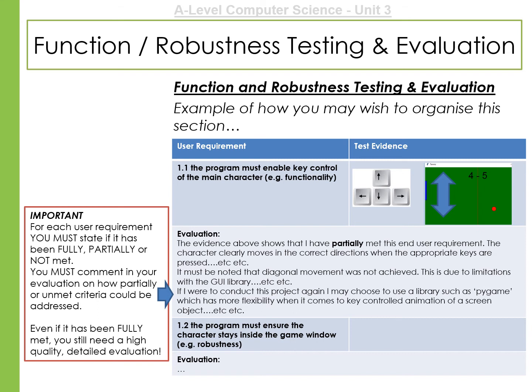Remember, for each user requirement, you must state if it's been fully, partially, or not met. You need to comment in your evaluation on how, particularly an unmet criteria, this could be addressed. This is where you're going to get top marks. Remember, we talk about the justification, and you need to be justifying this here.